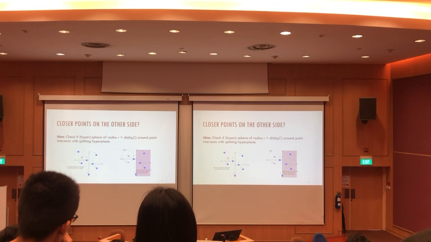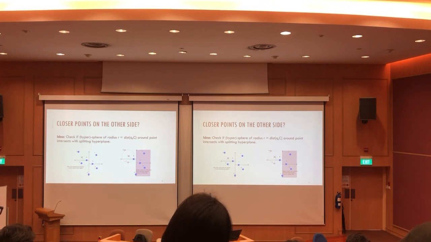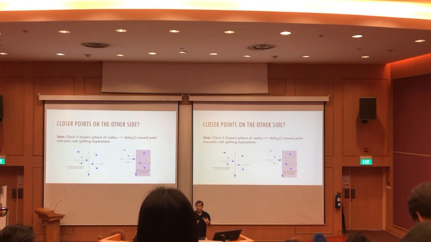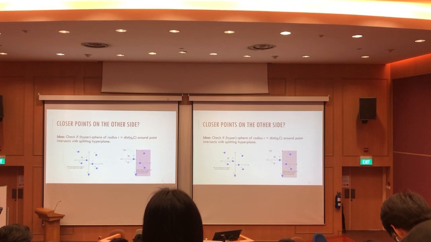Now I need to check whether this distance, this sphere, covers the other regions or not. If it covers the other regions, it means that there may be some points in the other regions I haven't looked at that will be closer to me. If it is not the case, for example where the candidate point is B, this sphere is very small. It only overlaps with one other region. So I need to check this region, but I do not need to check this region.